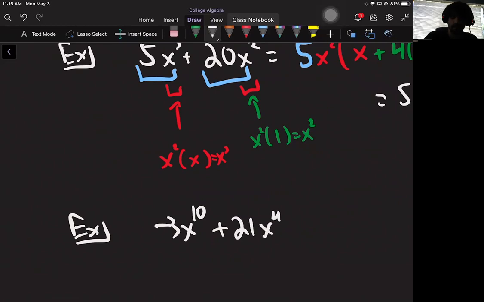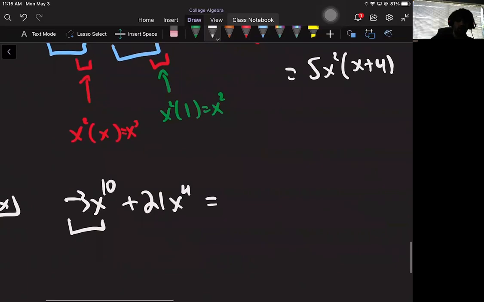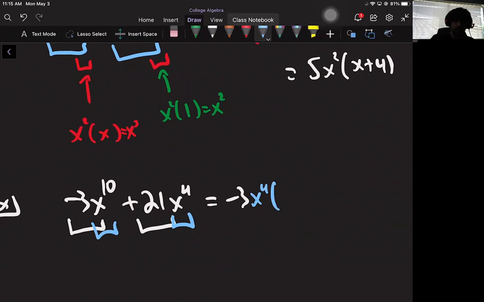Let's do something like that. So here, people generally like to have the biggest power of x not have a negative on it. So what they would want to do is take out a -3 from both of these, because 3 divides into 21. And for x's, well, this one only has 4 powers of x. So at the most, I could take out 4 powers of x. I can't take out more because there's not enough. So I'm just taking out -3 x to the 4th.